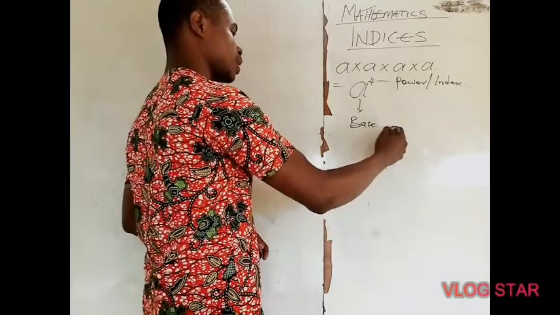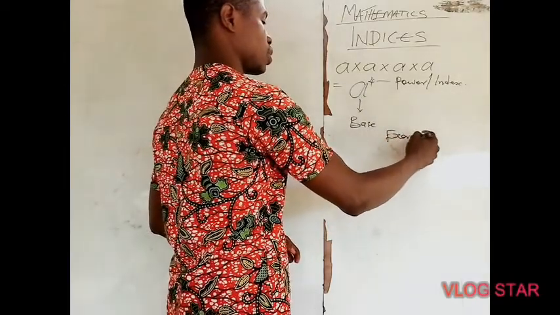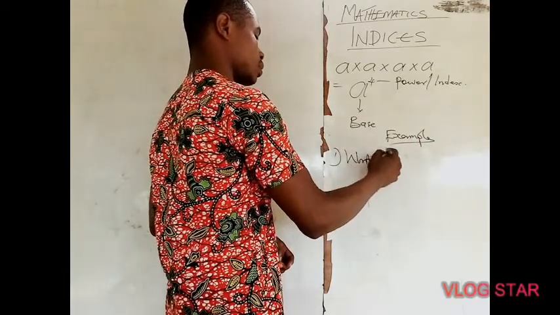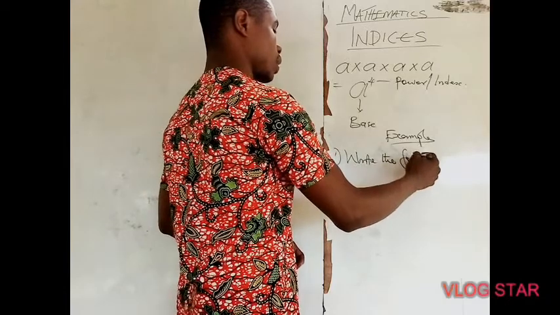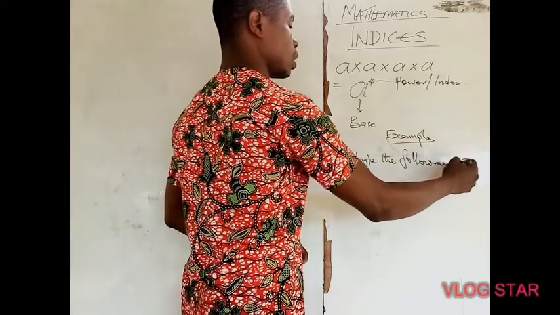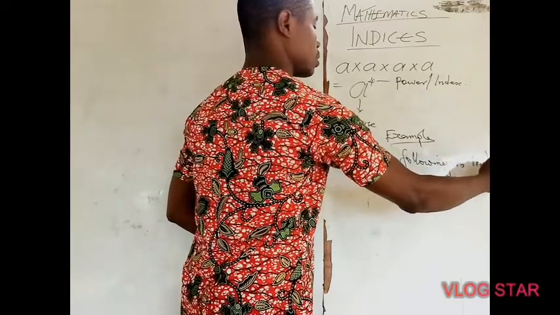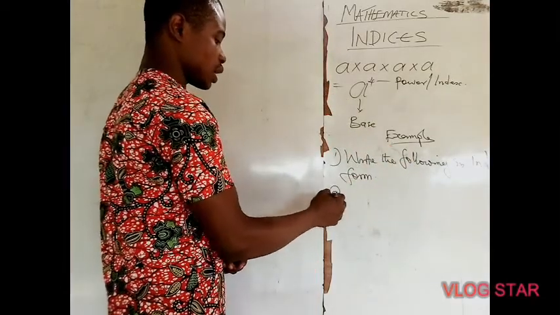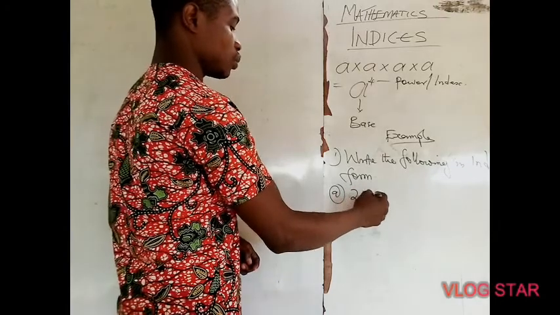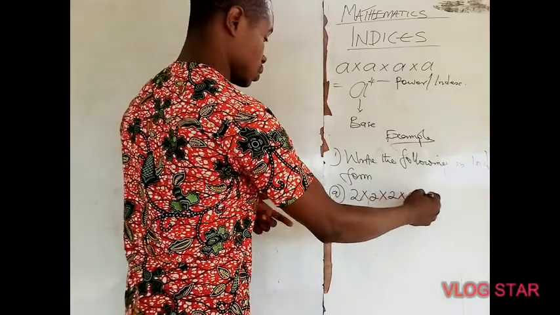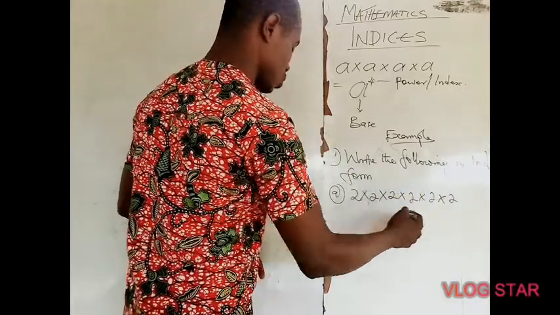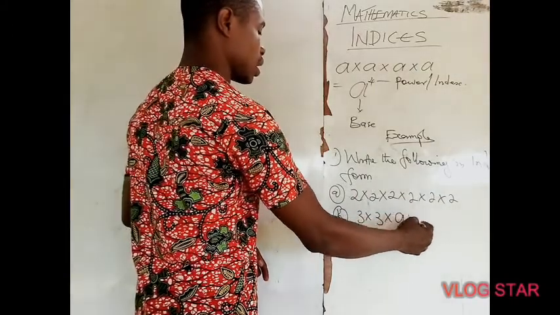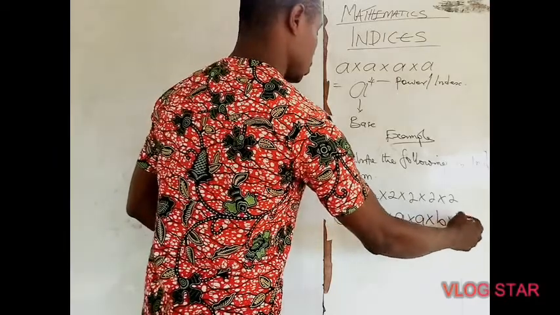Let's go down with this particular example. Write the following in index form. What will they give to us? We have a, which is 2 times 2 times 2 times 2 times 2 times 2. Then b, 3 times 3 times a times a times b times b.